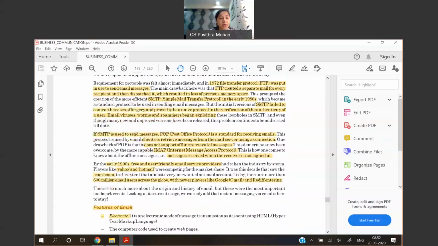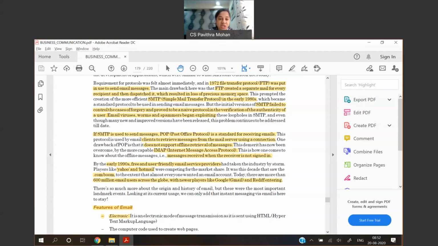In 1972, the process in which emails were sent used a file transfer protocol. The file transfer protocol created a separate mail for every recipient and then dispatched it, which resulted in loss of precious memory. Today we have group mailing. So one mail, if I want to send it to all the CSEET students across India, it is possible. Like 300, 400, depending on my bandwidth and paid scale. If I want to send it to everybody, it is possible.